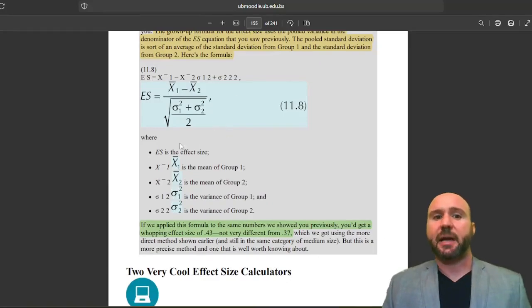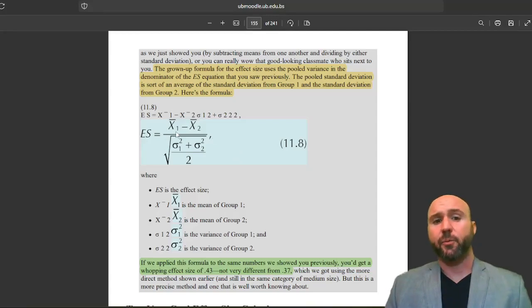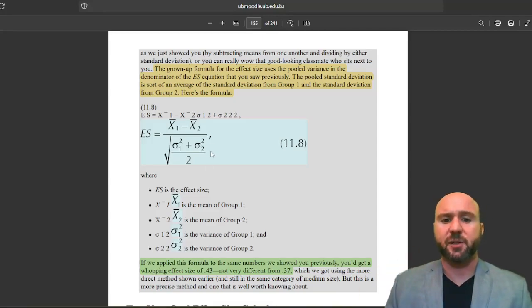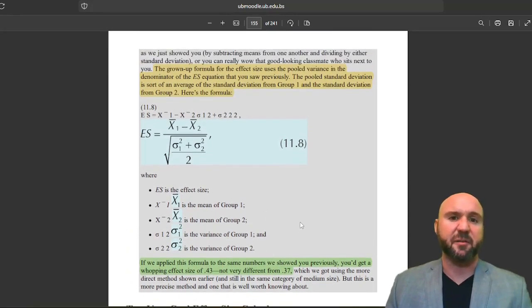Because here's another way to calculate the effect size: you compare group 1 with group 2, and then you divide by the population variance, or so you compare group 1 to group 2, and then you divide by the variance of the two different groups. So now we're doing something a little bit different. This gives you a little bit more precise results. So here you'd get a whopping difference of 0.4, and that's bigger than 0.37.